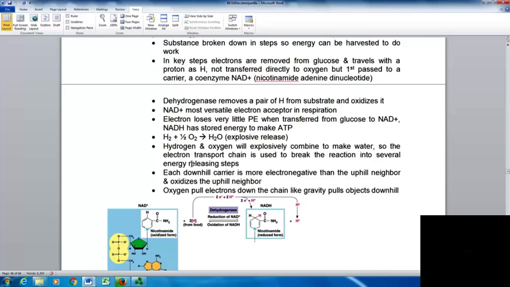When hydrogen is going to combine with the oxygen to make water here, it would be an explosive release of energy. So we do want to do that stepwise so that we can harvest the energy in a usable amount. As it gets passed down the line, you're going to have each downhill carrier be a little bit more electronegative than the uphill carrier, and it oxidizes the uphill neighbors.